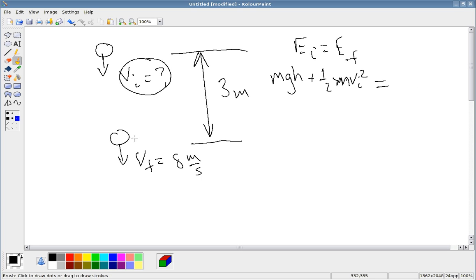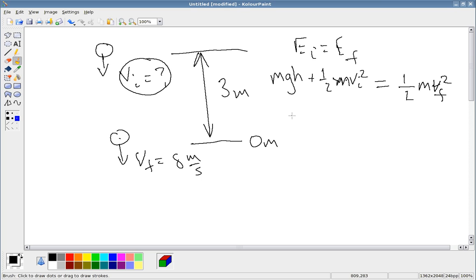Finally, down here, where our position is 0 meters, the ball has no gravitational potential energy. It only has kinetic energy at the bottom. And so that's 1/2 mv squared final.